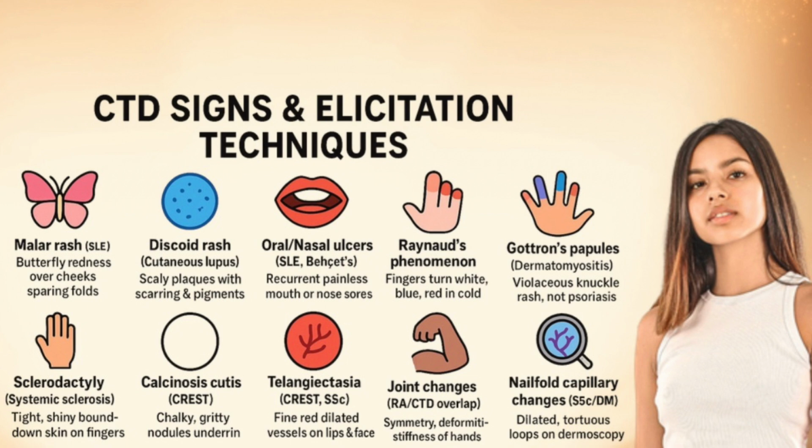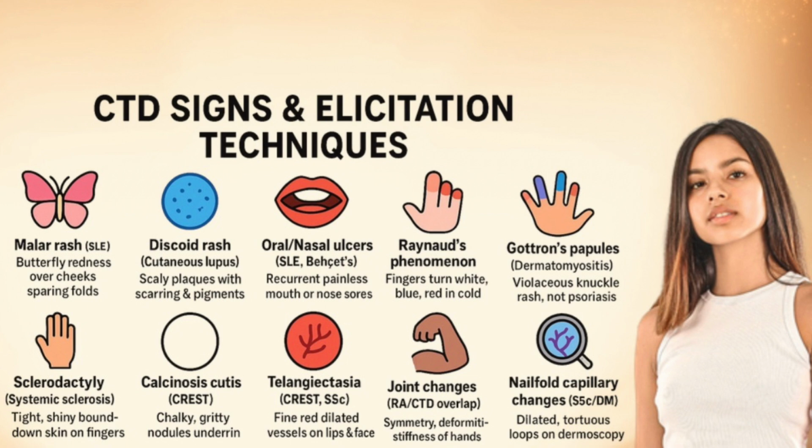11. Joint changes are seen in rheumatoid arthritis and overlap connective tissue disorders. They matter because joint deformities signal chronic inflammation and overlap syndromes are common. Inspect hands for symmetry and swelling. Palpate joints for warmth and tenderness. Check range of motion and look for ulnar deviation, swan neck, or boutonniere deformities. For example, a patient with morning stiffness and hand deformities likely has RA overlap with CTD.